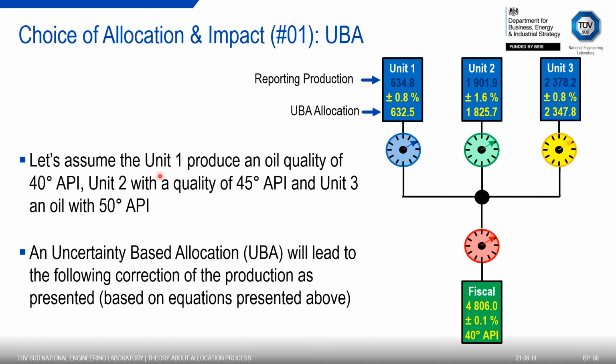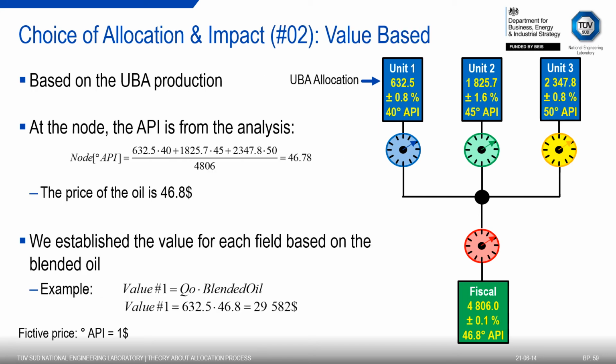You can see that the quality of oil is a bit poorer for unit 1. I use 40 degree API here in this case, 45 for unit 2 and 50 for unit 3. So obviously the highest quality of oil is coming from unit 3, but when you blend the production coming from each of them, you come to a different value at the physical point, and you need to measure this quality, and you need to reallocate the value in a proper manner. So this is done here.